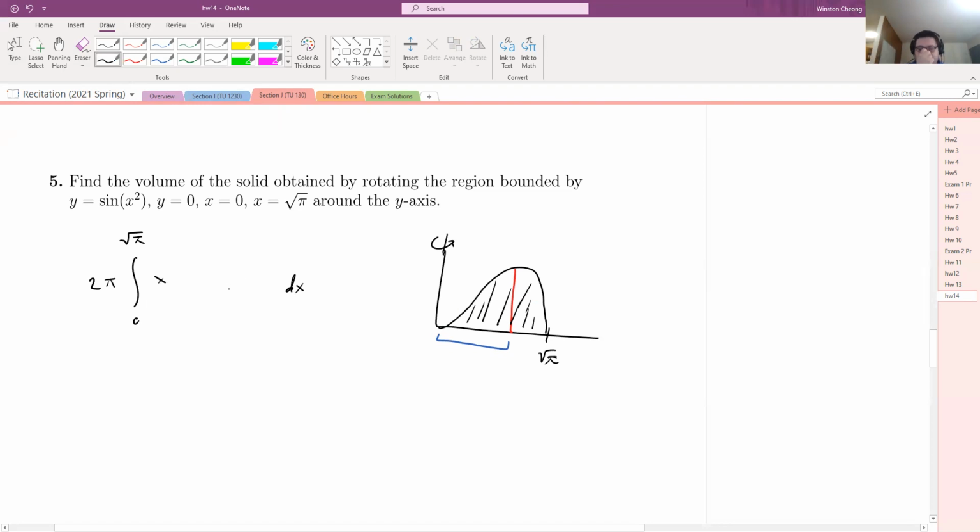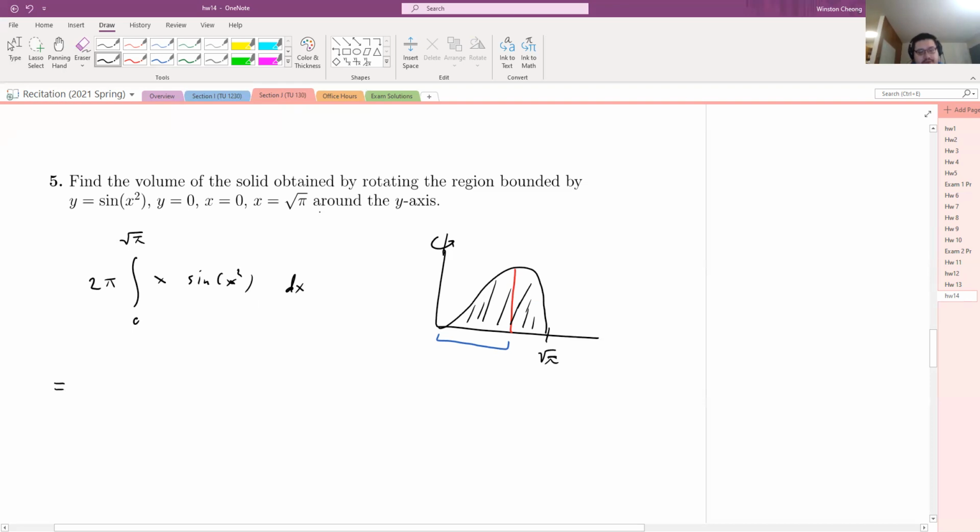Okay, and what about the height of the cylinder? Well, that's going to correspond to the height of the function, right? So for a particular x value, you would plug it into sine of x squared, and that would give you the height at that position. And so this integral, when we evaluate it, will give us the volume. And so then we just need to evaluate this.